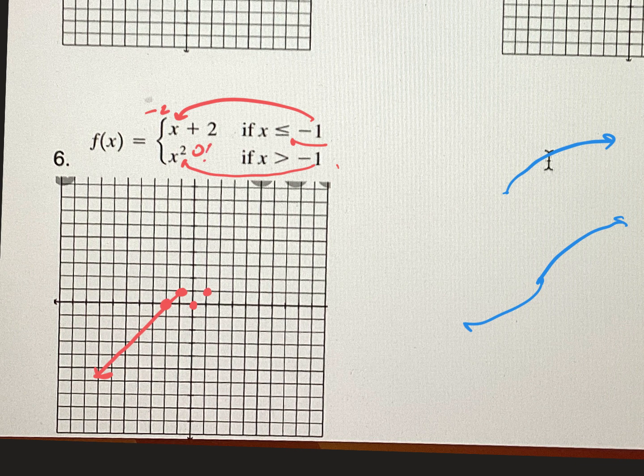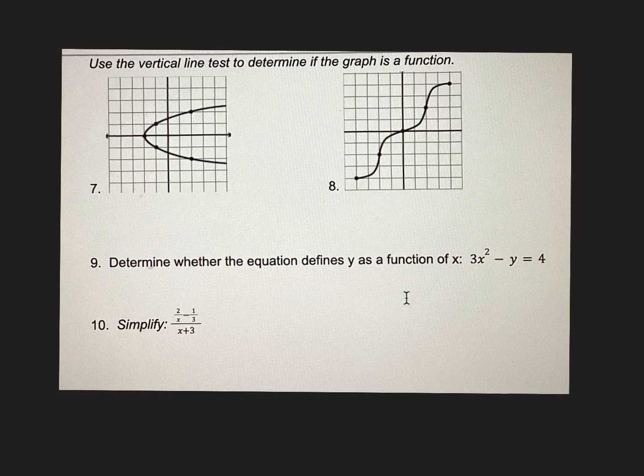Plug in 2. If we plug in 2, you get 4. 1, 2, 3, 4. So the parabola is going to be half of a parabola going just like that. It's a cool looking graph. Let's keep going. Number 7, vertical line test. These should be the 2 easiest ones on your whole entire test.